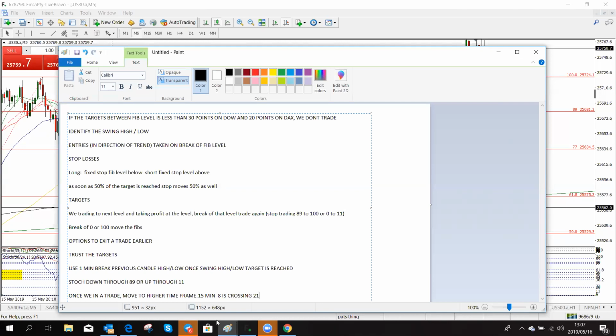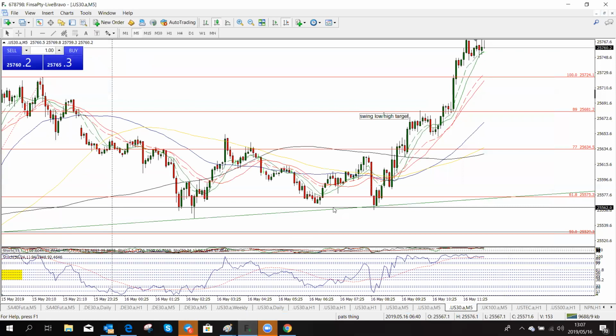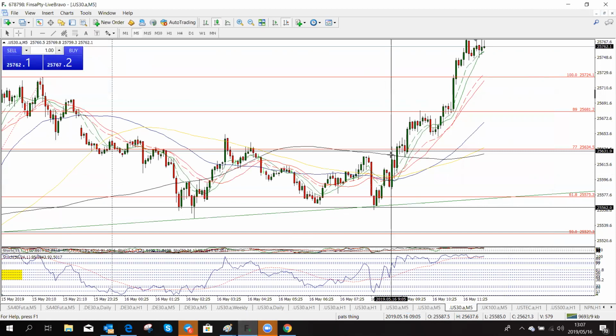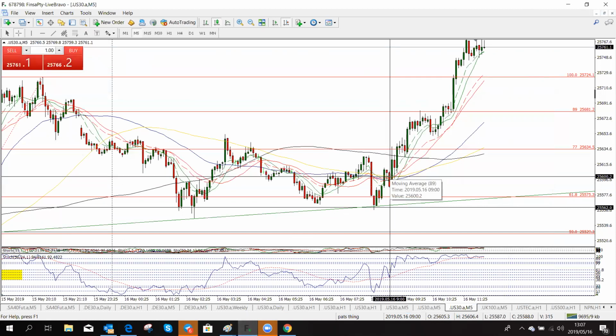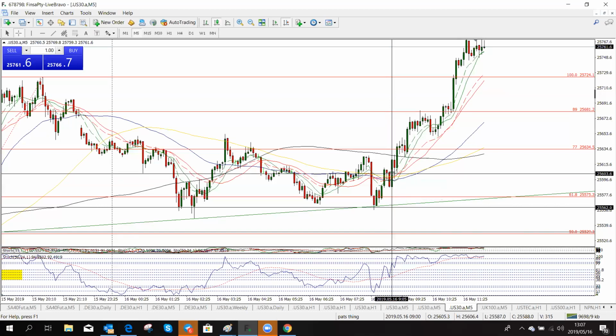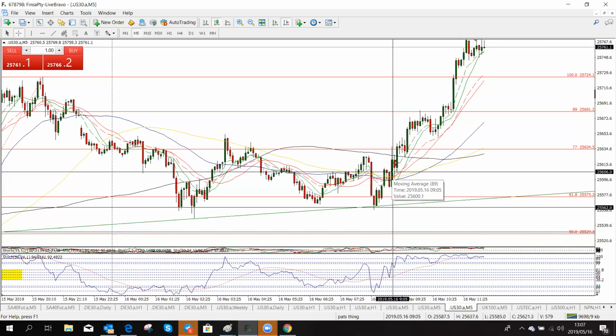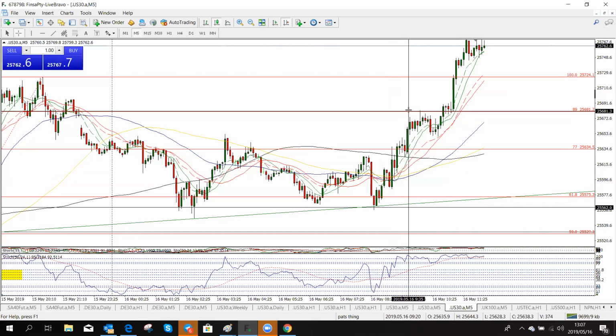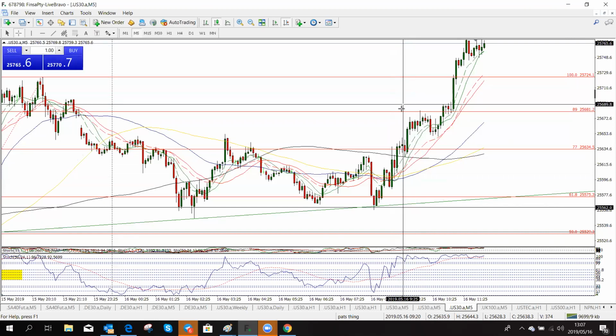Okay, so let's have a look here this morning. This is the updated fib. I've done the swing high, swing low, and we got a moving average crossover here this morning at 9 o'clock, so 10 o'clock our time, but we'll just use this time here, 9 o'clock. So we could trade 77 to 89. We couldn't trade above that.